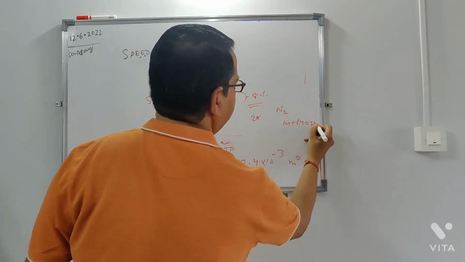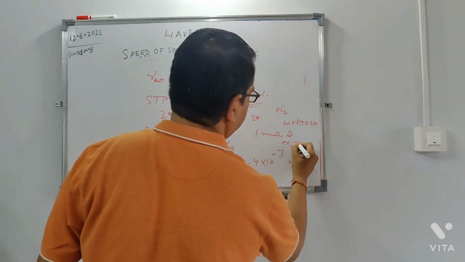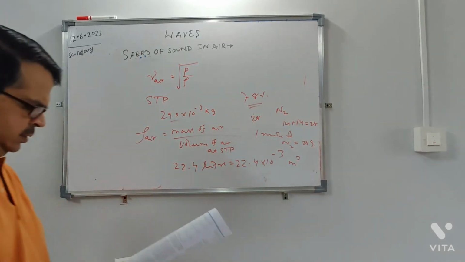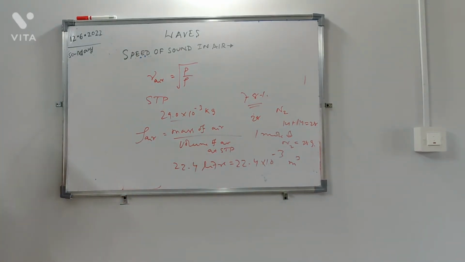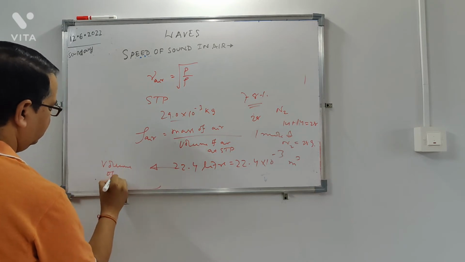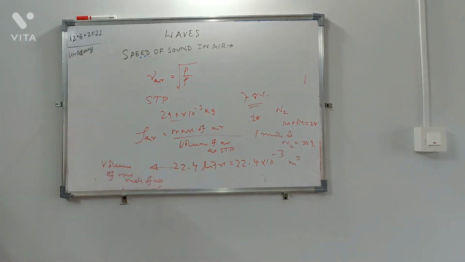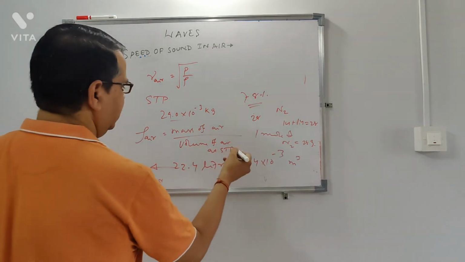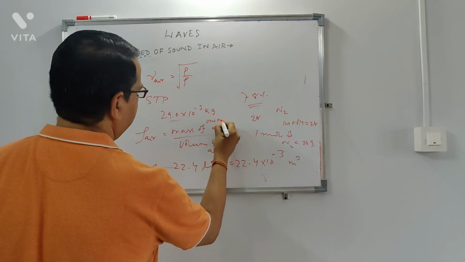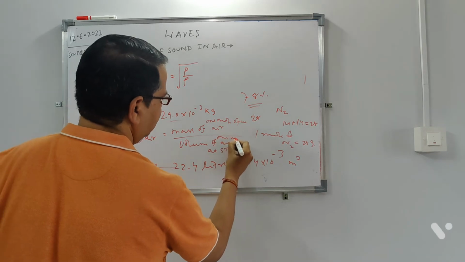So 1 mole of nitrogen will measure 28 gram, right? So that is the mass of 1 mole of air. Similarly, the volume of 1 mole of air. So you are finding the density by considering the mass of 1 mole of air and the volume of 1 mole of air.